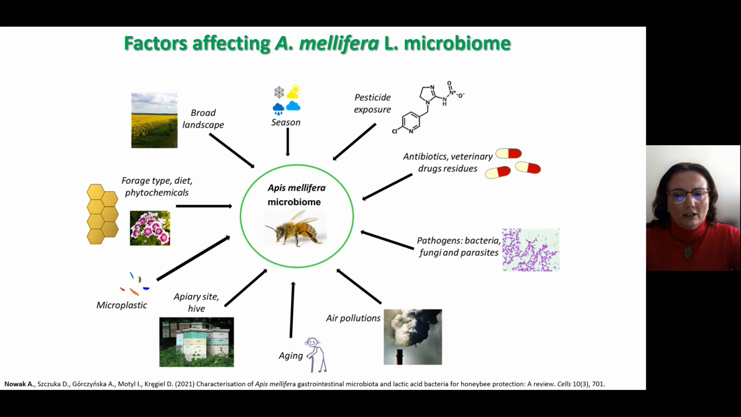It turns out that it is influenced by environmental factors such as the landscape, the season, which is also related to the diet, the hygienic conditions in the hive, and the hive environment. Other factors include the type of forage and the presence of phytochemicals. Next factor is age. A worker bee lives about 35 days, but this microbiota differs especially between the larval stage and the adult worker bee. The queen lives from 3 to 5 years and has different microbiota.